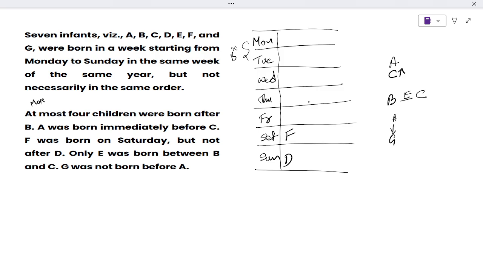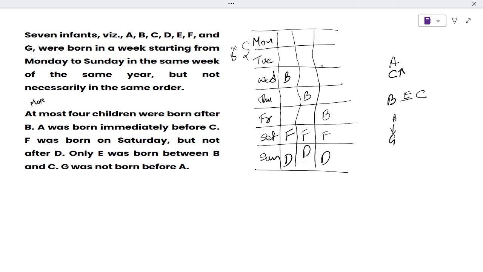Alright, so we have possibility of placing B on Wednesday, Thursday, Friday, because we know Monday and Tuesday are not possible. Let's give it a try. We have F, we have D here. Let's try with B, placing it here. F and D, and we can place B here. Now B, we have E and C. It says E was born between B and C, so can we place E and C here? This is possible.